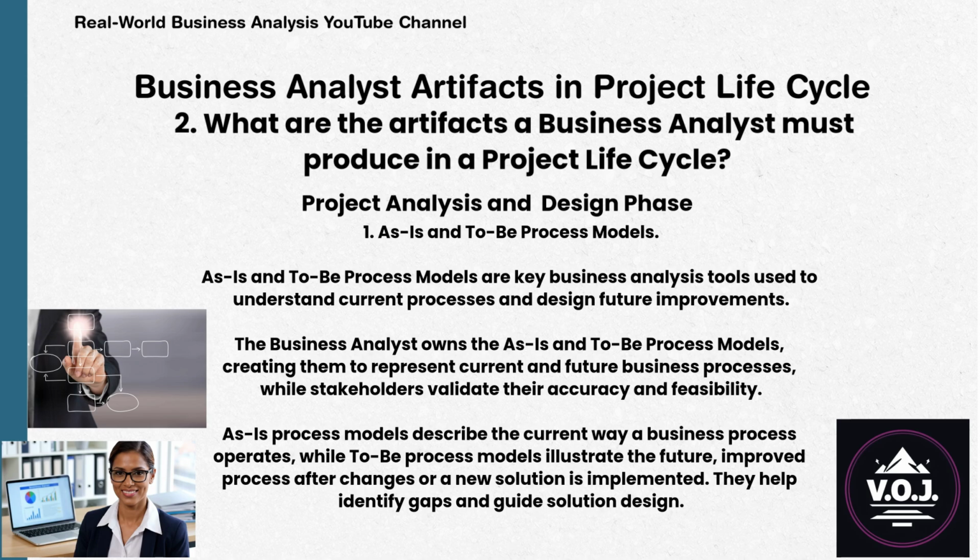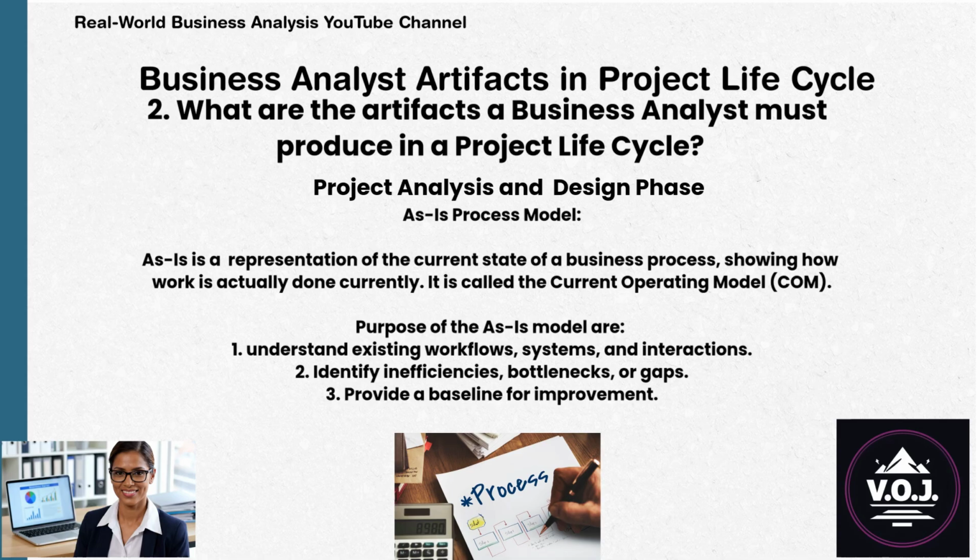As-is process models describe the current way a business process operates, while to-be process models illustrate the future, improved process after changes or a new solution is implemented. They help identify gaps and guide solution design. Let's now explore each of the models in a bit more detail.